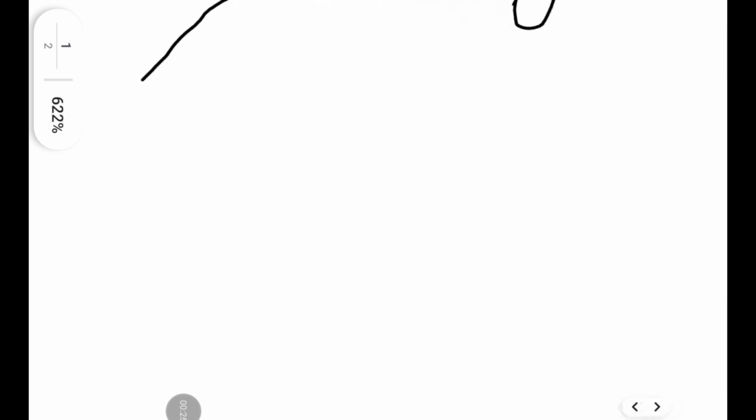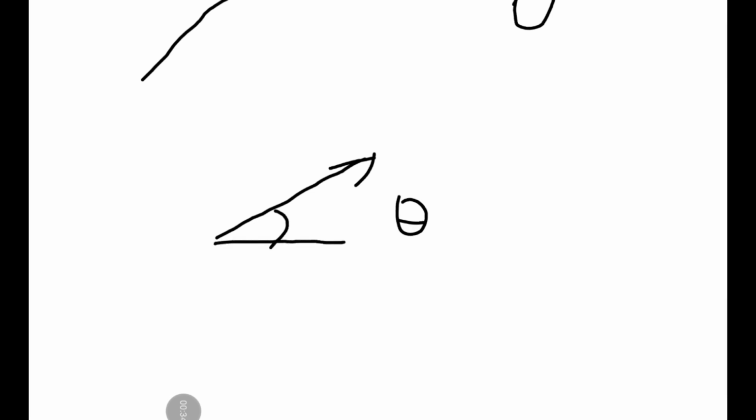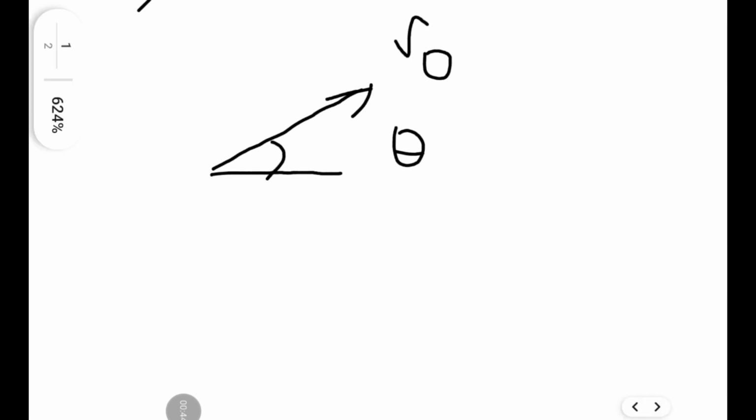It's generally going to be fired like this, at an angle, and the angle will be theta. We'll call it theta, and it's going to have an initial velocity. That there is the initial velocity, the scalar of the initial velocity.